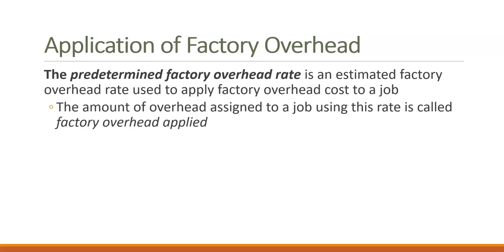Our predetermined rate is an estimated rate when we budget out what our overhead costs are going to be for the year. And then we have our estimated allocation base. So then we estimate how many direct labor hours we're going to use in the year, how many machine hours we're going to use in the year. We assign overhead to jobs based on this predetermined rate that we calculate.